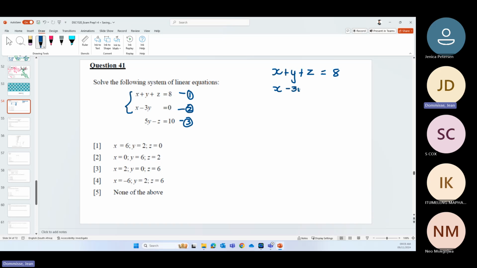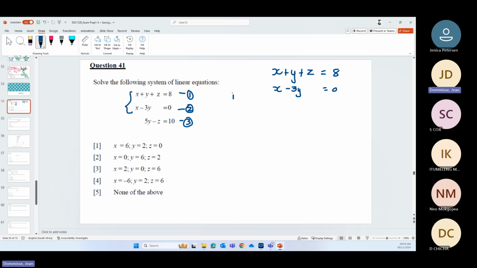But at the moment, this looks like a nice one to say, okay, if I take the first one and I subtract the second one, I can get rid of the x's. So x minus x is 0. Y minus 3 will give me plus 4y. Z minus nothing will just give me z. 8 minus nothing will give me 8. Okay, so there I have my new formula.